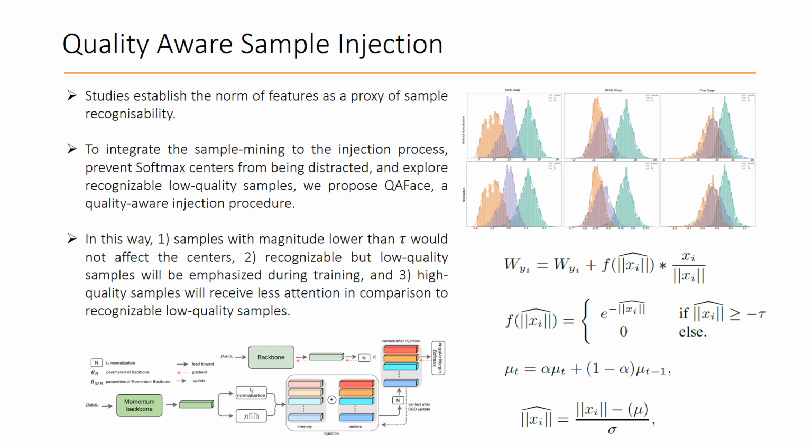Before calculating each sample's injection weight, we normalize the representation norm using batch statistics. In this way, samples with magnitude lower than a threshold would not affect the centers. Recognizable but low-quality samples will be emphasized during training, and high-quality samples will receive less attention in comparison to recognizable low-quality samples.